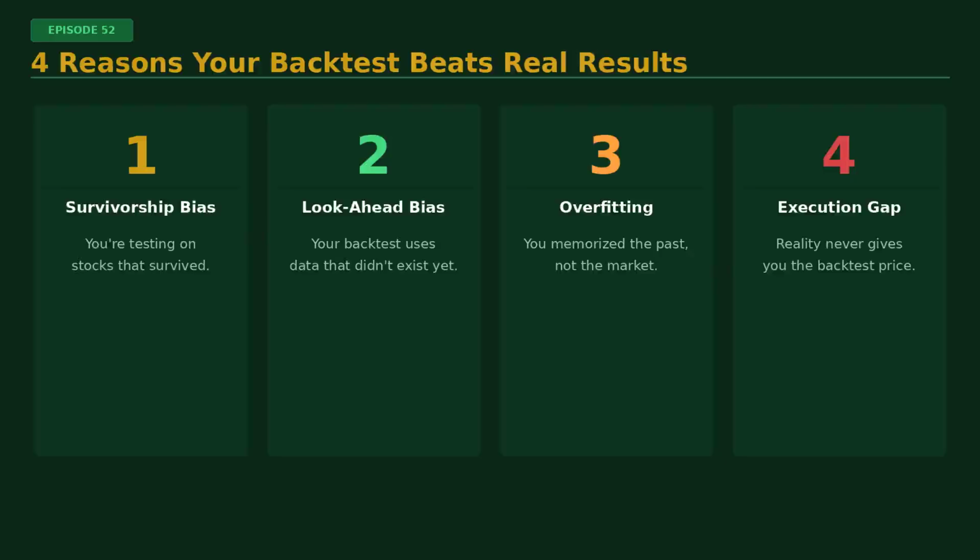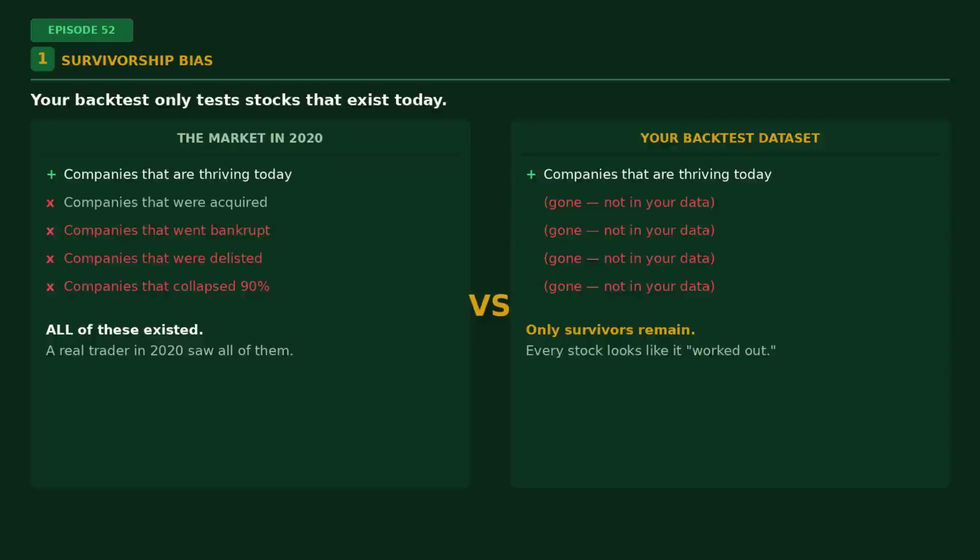Reason 1, survivorship bias. When you run a backtest, you're testing on stocks that still exist today. But the market in 2019 or 2020 included hundreds of companies that have since been delisted, gone bankrupt, or been absorbed in mergers. Those stocks are gone from your data. The ones that remain are the survivors, companies that made it through. Your backtest is already starting with a filtered sample, and you didn't choose to filter it.